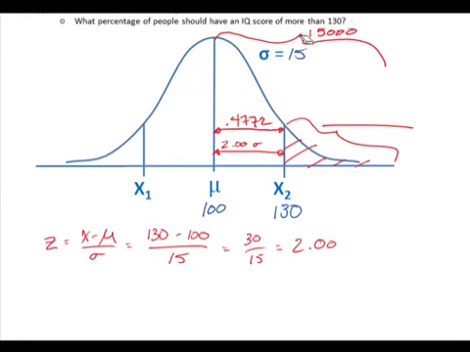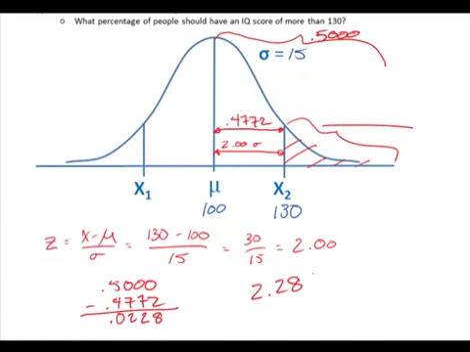0.5000. 50%. So if we take that 50% and subtract the 0.4772, which is the inside area, we get an outside area of 0.0228, or 2.28% of the people have an IQ greater than 130.